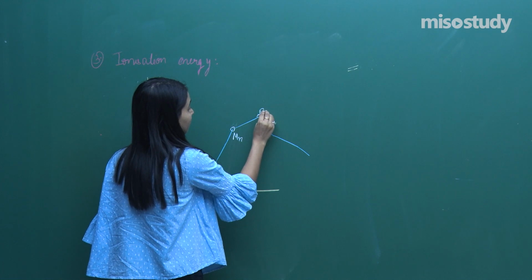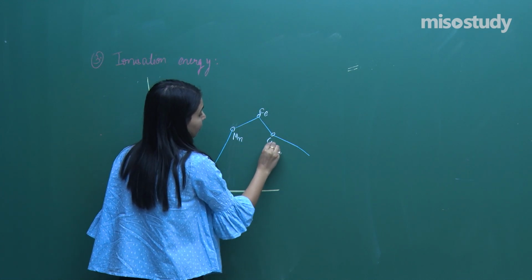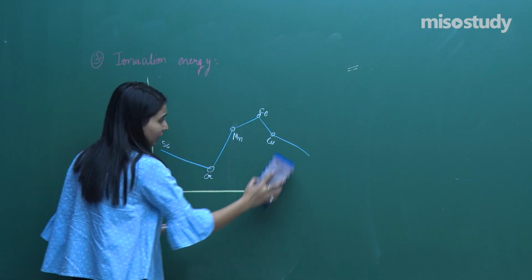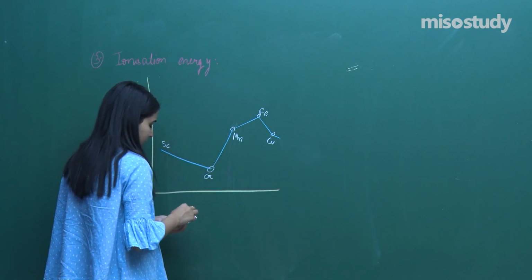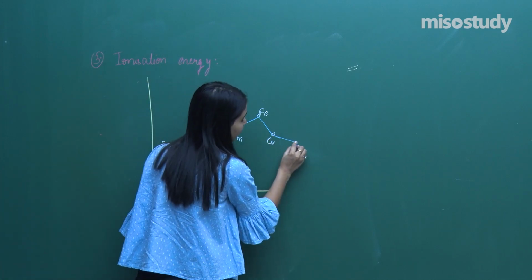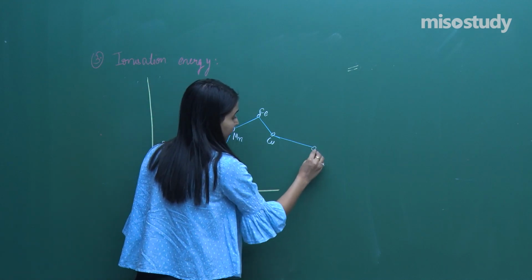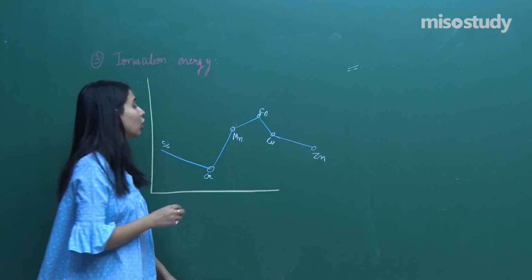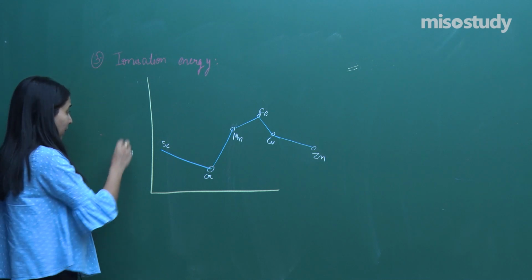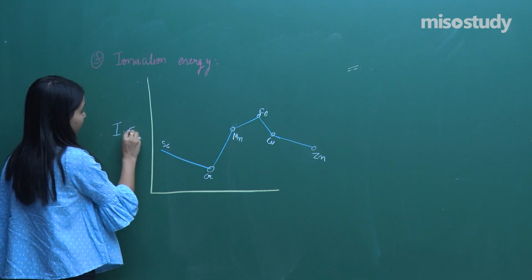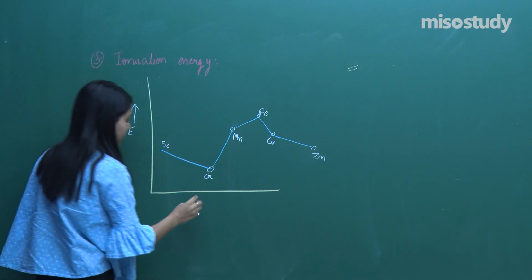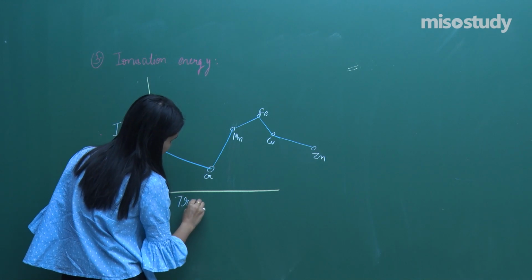Mn, iron, cobalt. In the end, it is almost the same. So I can draw it something like this, and it goes till my zinc. Alright. Now, this is nothing but my ionization energy versus the transition elements.